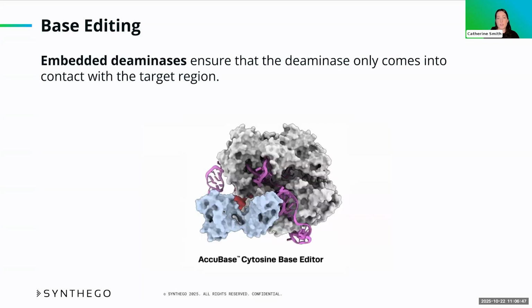One of the strategies for ensuring that the deaminase only functions at its target site is to literally embed it into the Cas9 architecture itself. And you can see here that the deaminase, shown again in red, is really tucked into the Cas9. This sterically shields the deaminase until the base editor complex has bound the genomic target sequence dictated by the guide RNA. This Cas embedding strategy is the strategy that is used by Synthego's AccuBase cytosine base editor to avoid off-target base changes when using this Cas enzyme.